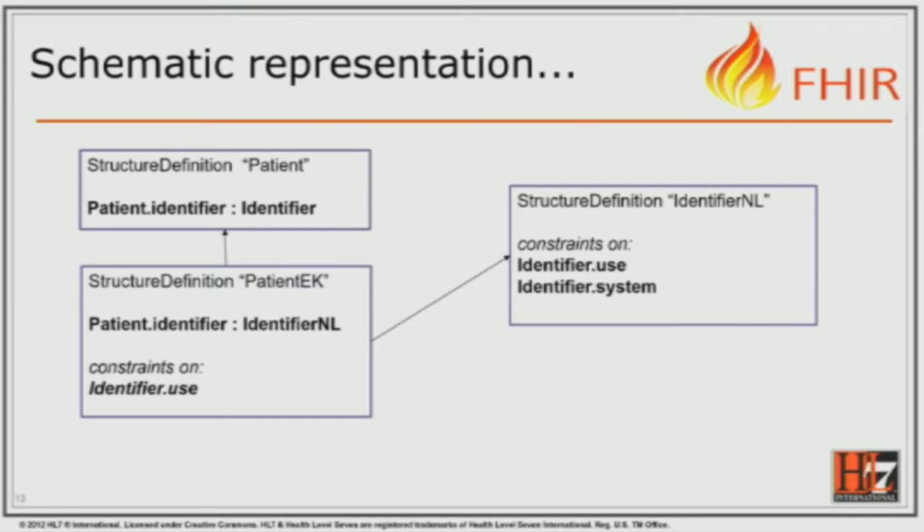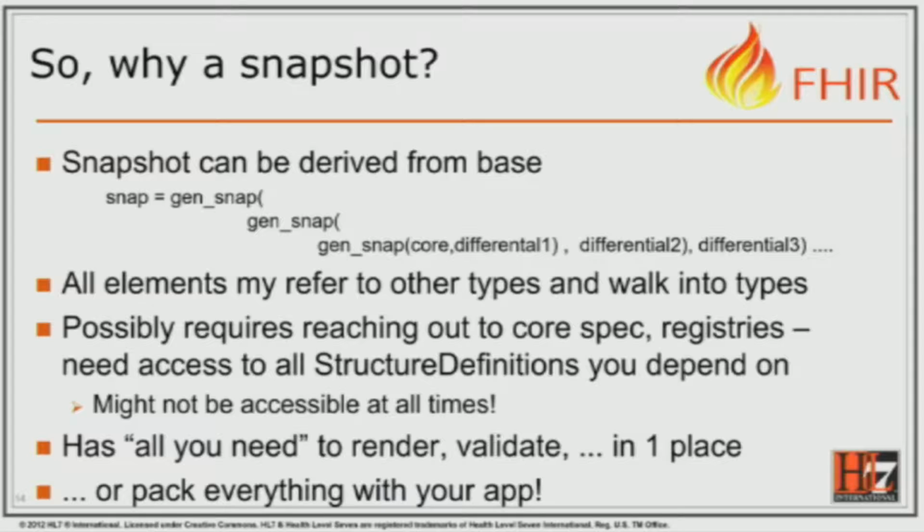So the net effect of doing all this is take patient, add the constraints from identifier.nl, and when you've done that, add this one. So it will have these constraints and then overridden with this, and then combined into the snapshot. So since snapshots are so big, why would you do this in the first place? Why not just send differentials around? They're lightweight, they contain everything you need.